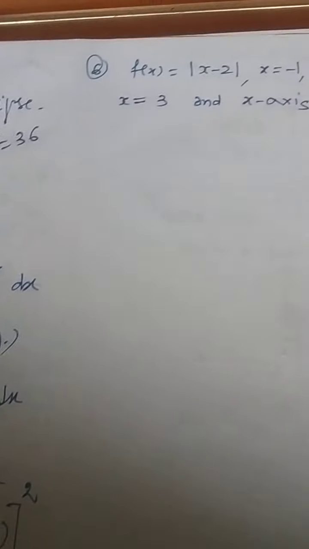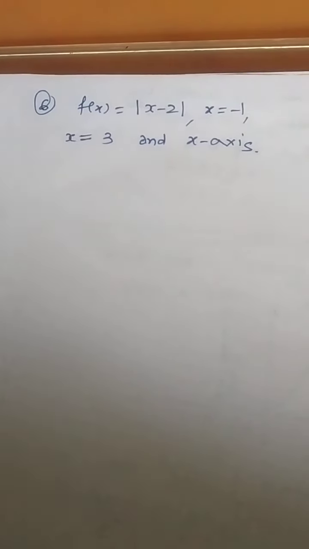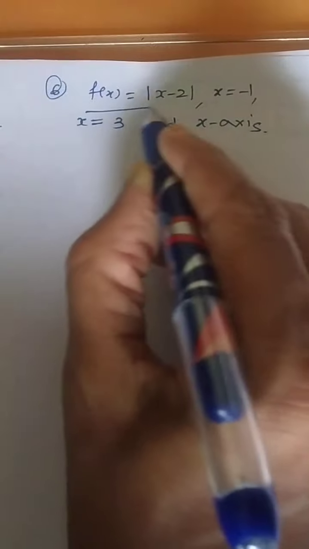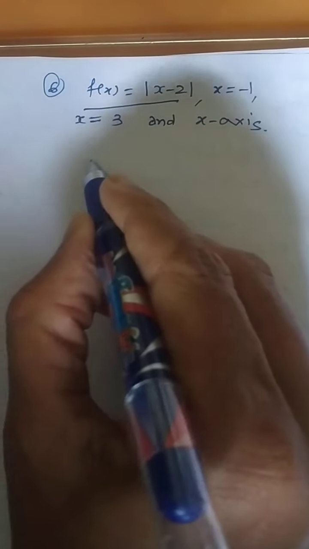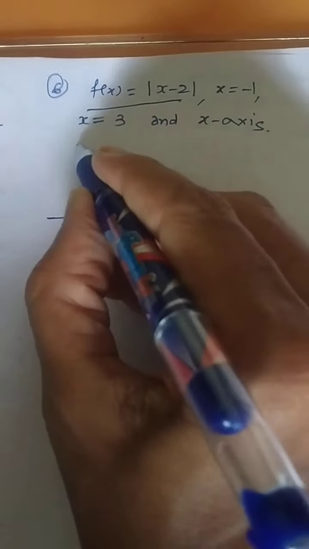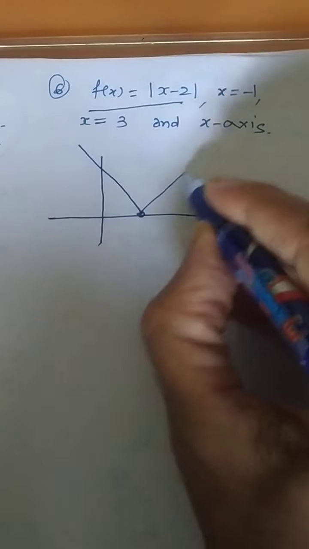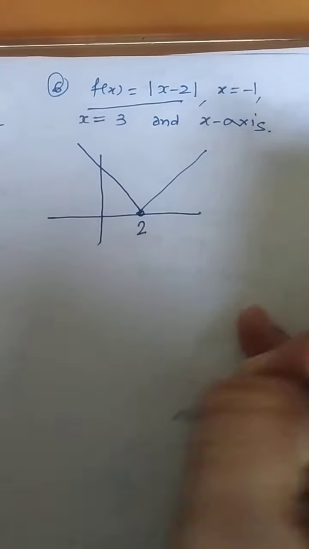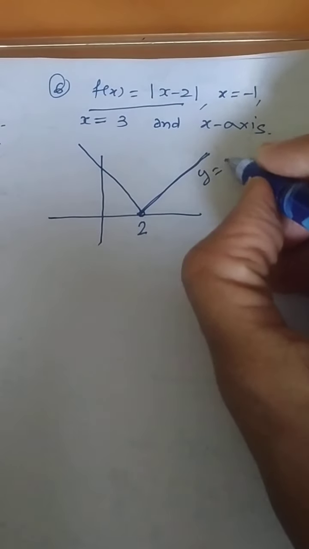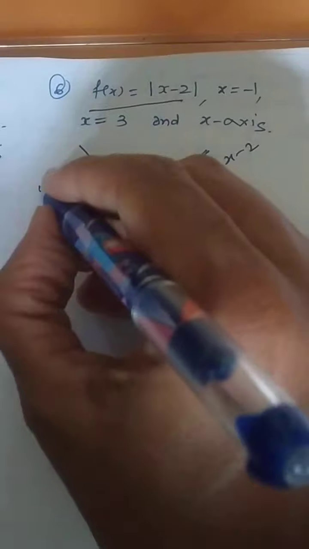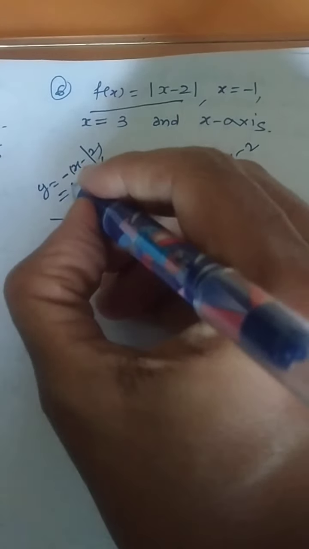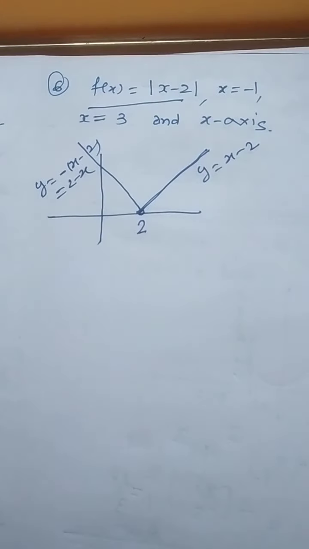Next, now plot the graph for that first. Always you should get a graph for this function. It is a modulus function and it will always have a V shape, and this is nothing but the graph at 2. I think everyone is aware of this. This can be written as y is equal to x minus 2, and this can be written as y is equal to minus of x minus 2, can be written as 2 minus x also.